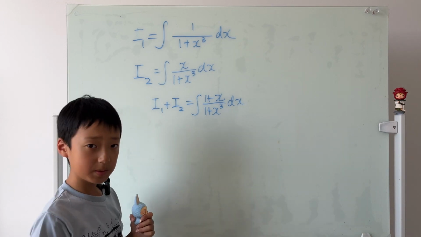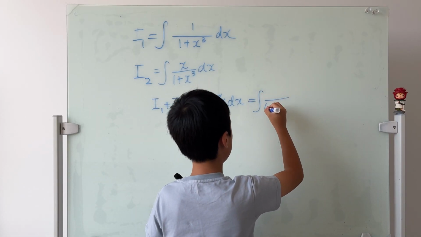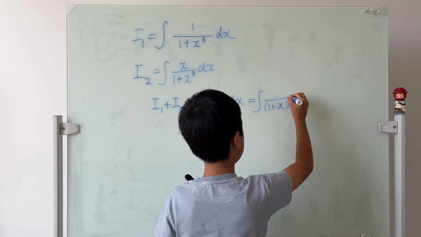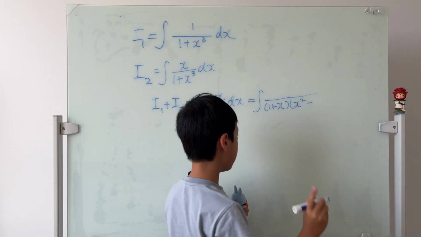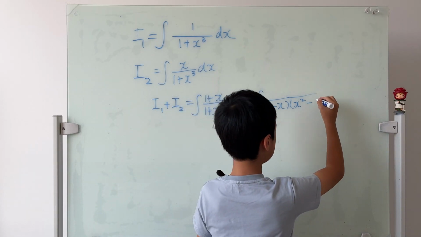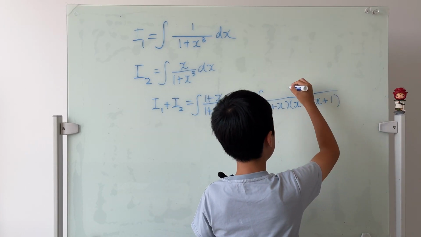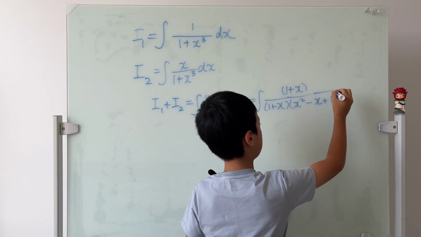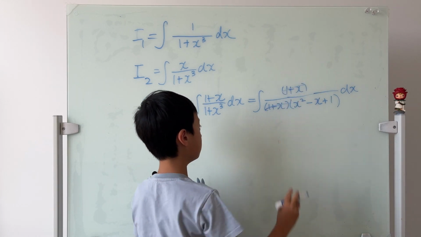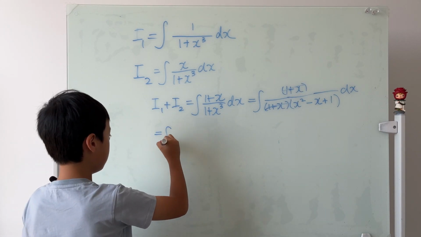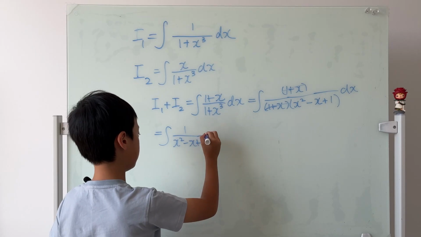From here, we can factor the denominator into 1 plus x multiplied by x squared minus 1 times x, which is x, plus 1 squared, which is 1. And then we have 1 plus x dx. Well, here's the beauty. This and that cancel. So this is equal to 1 over x squared minus x plus 1 dx.